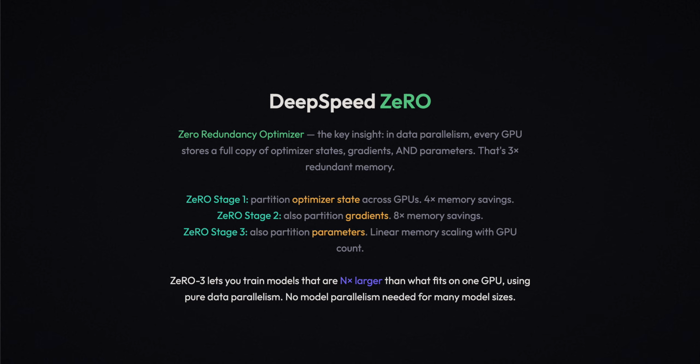With ZeRO Stage 3, you can train a model that's N times larger than what fits on one GPU using pure data parallelism. No model parallelism needed for many model sizes. The communication cost increases. You need to gather parameters before each forward pass, but it's often worth it for the simplicity. Let me connect this to the series.